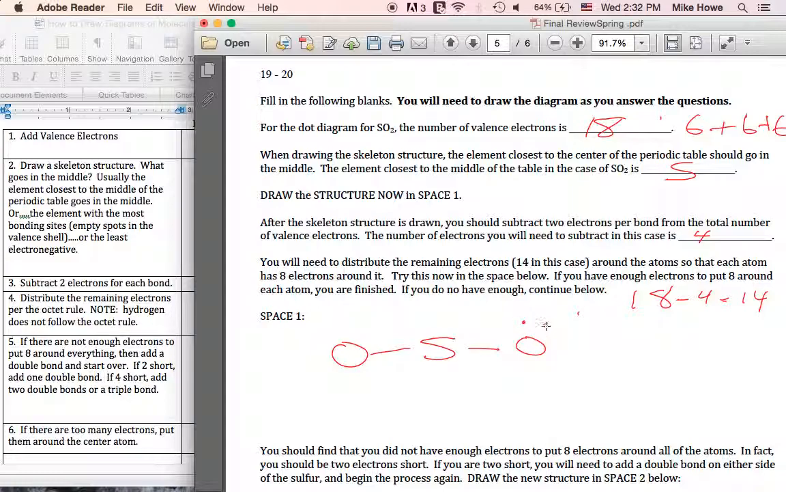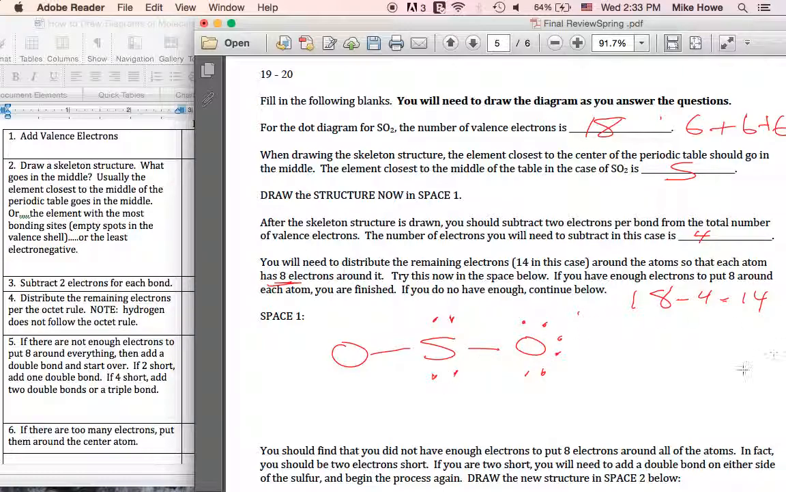So 1, 2, 3, 4, 5, 6. That creates 8 electrons around this one. Remember, we're trying to get 8 electrons around everything, because 2, 4, 6 plus these 2 makes 8. Continuing on, 7, 8, 9, 10. Now we have 8 electrons around the sulfur. See, 2, 4, 6, 8.